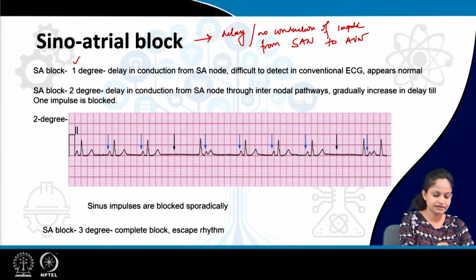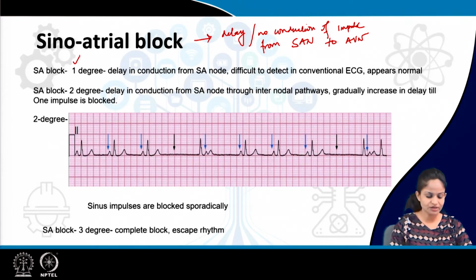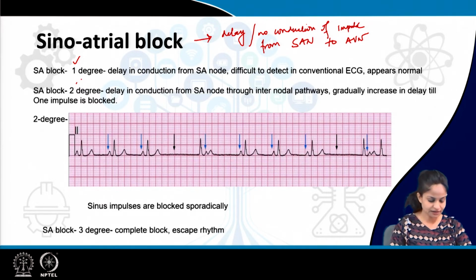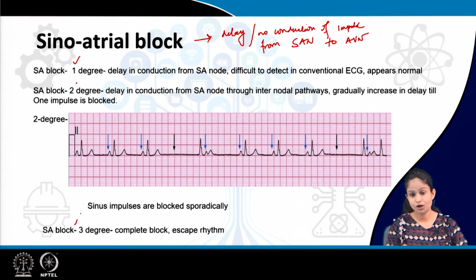There are various types of sinoatrial block. We have first degree sinoatrial block, we have second degree sinoatrial block, which is again divided into two types, and then we have the third degree sinoatrial block. Now, first degree sinoatrial block is very difficult to identify on the surface conventional ECG. Why?